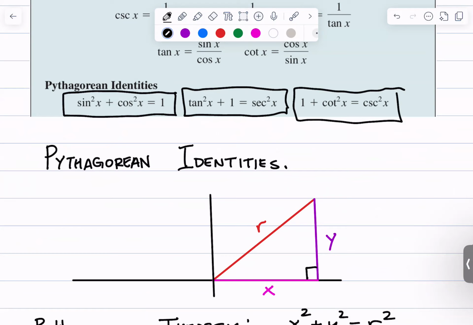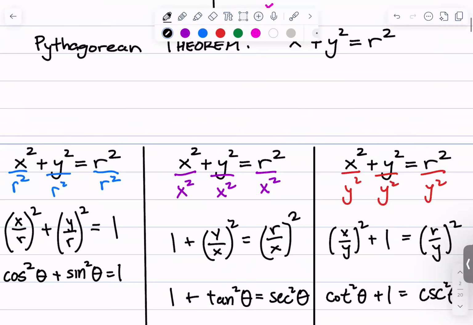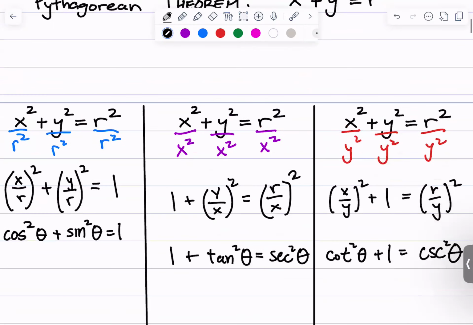And honestly, if you just know the words Pythagorean identities and go through this activity, we can build it, so you never have to memorize it. It's good that you memorize these three identities if you do, but you don't have to, because you can always go through this and build it yourself. As long as you know it's Pythagorean identities, just start off with the Pythagorean theorem and start dividing by each of them. Okay?